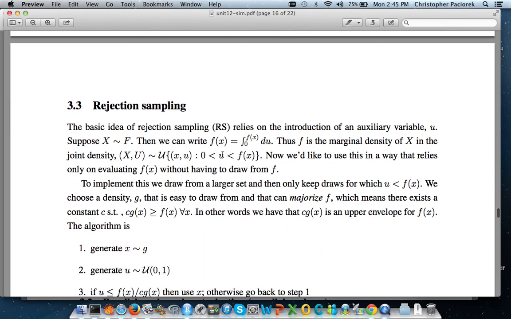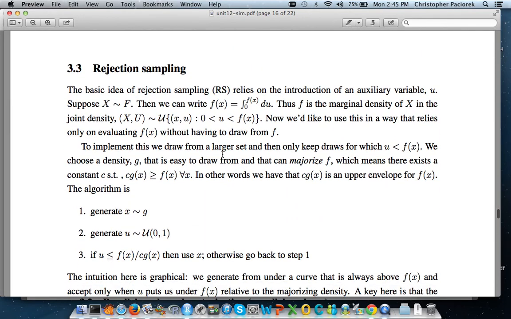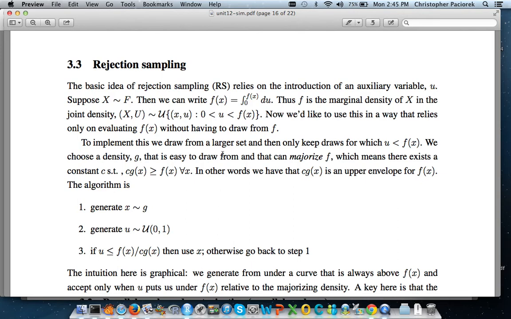So the ideas that I'm going to talk about for the remainder of today and maybe a little bit into Wednesday are some algorithms for generating from distributions where we can't use the inverse CDF and we don't have some known algorithm for generating from the distribution. The first of these is a standard algorithm called rejection sampling.